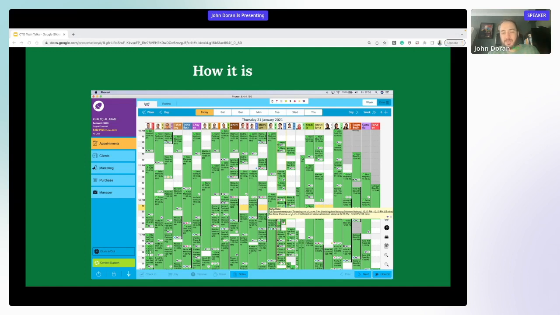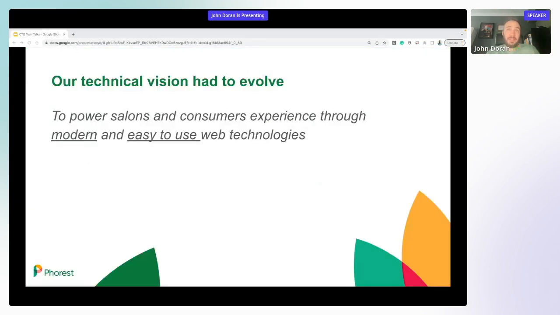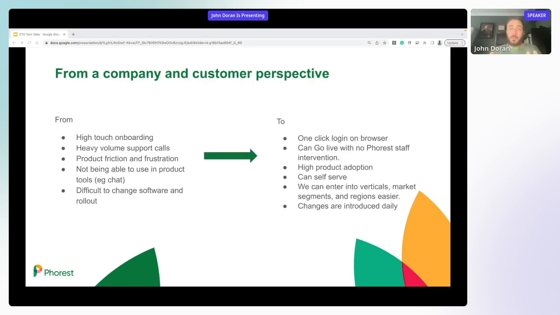So, as you can imagine, as technologists and as a company that wants to innovate, this isn't really the platform you want to kick on and to grow. And it was holding us back from a lot of opportunities that we had. So our technical vision had to really evolve and take shape around powering that experience through modern, easy to use web technologies. And for us, that meant from a company and customer perspective, we could move away from high touch onboarding, product friction, and just not being able to use modern tools in the product.